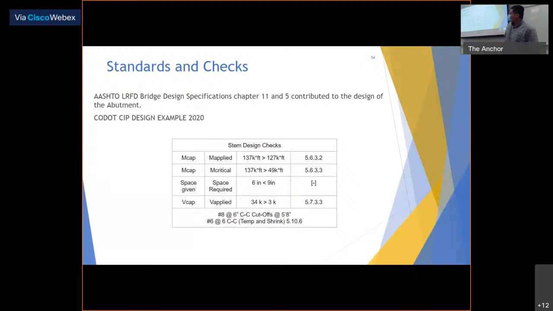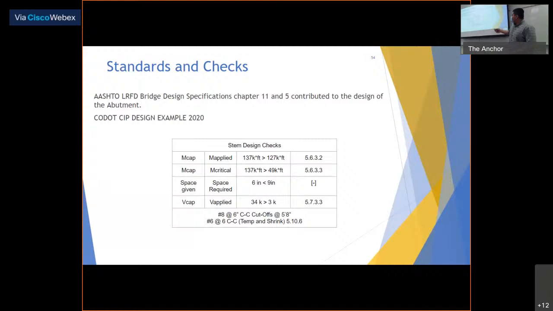This is just a quick overview of the stem design checks. There's no mathematics, and well, we did do mathematics, but I'm not going to show you that. On the very far left, you see the moment capacity. That's where you use an equation to get the moment capacity, multiply that by a resistance factor to get the reduced moment, and that has to be greater than the applied moment, which is the ultimate moment, right? So right here you can see it's 137, it's greater than 127, so we're good. The reference right there is from AASHTO 5.6.3.2, and the rest of it just follows the same, right?